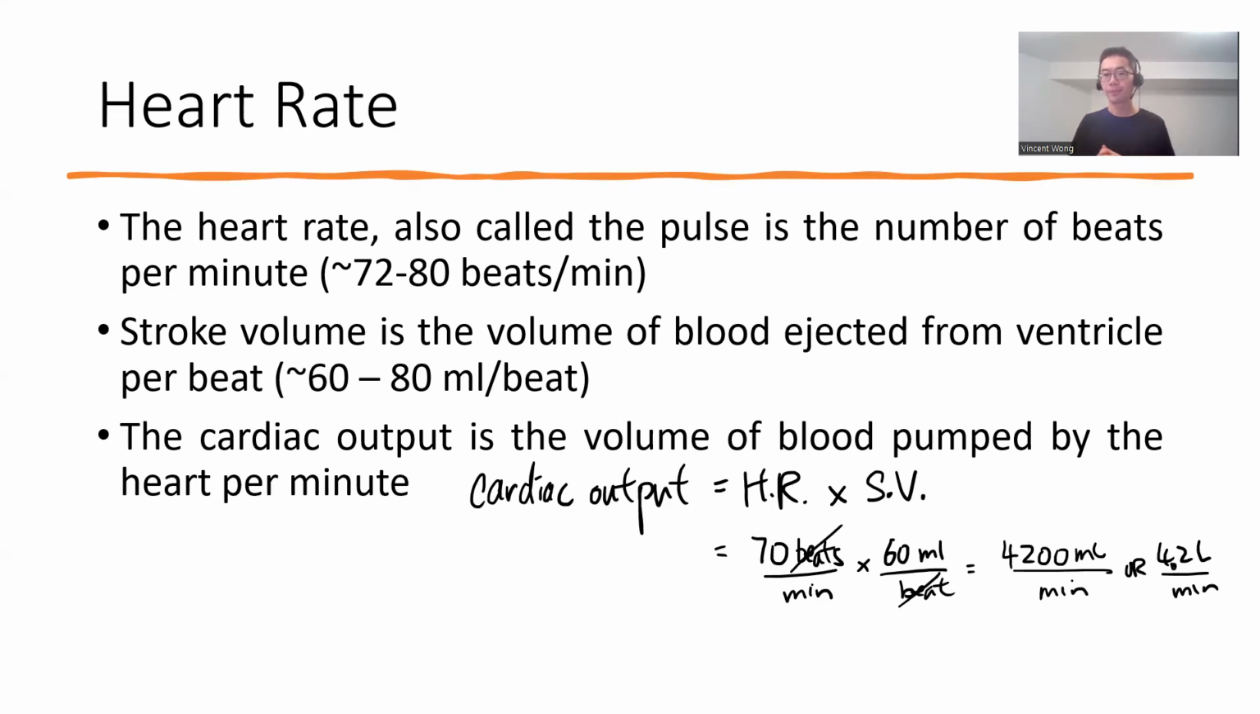All right. So you should know this formula. You should know how to do the calculations. You should also know the unit associated with each of the things in the formula.